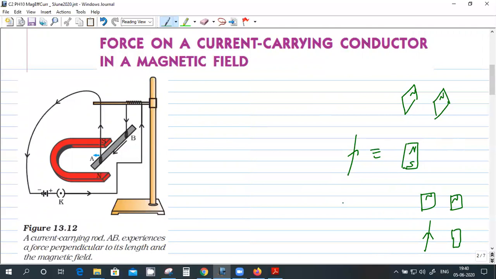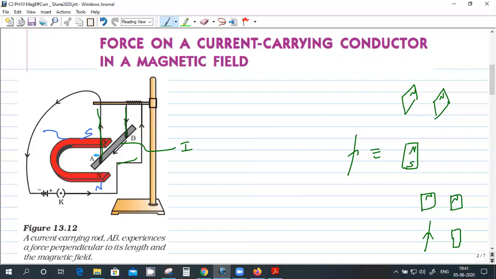So in this figure we have one magnet, this red one. It's a permanent magnet, with north and south poles marked. And this is a current carrying conductor. The current is flowing in a circuit like this, through these connecting wires, and this is a conducting rod. So there will be a force of interaction between this magnet and this conductor.